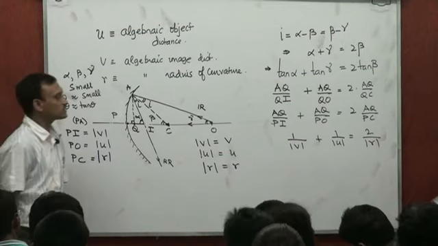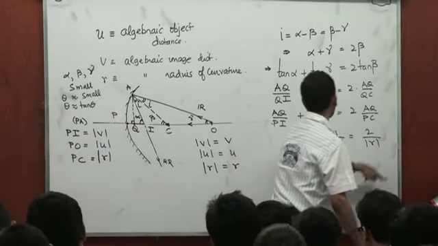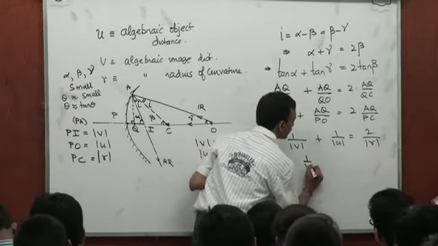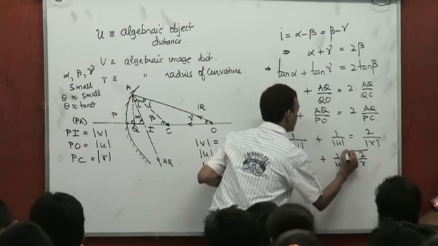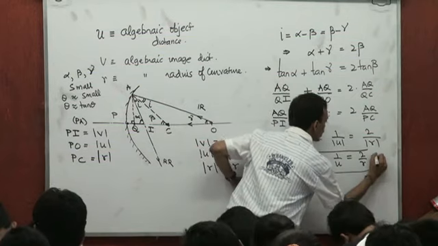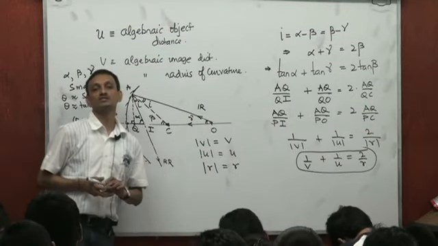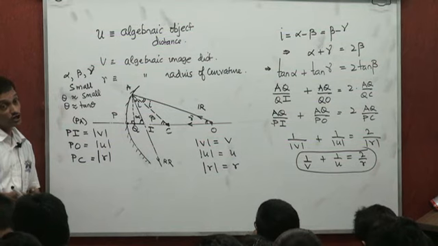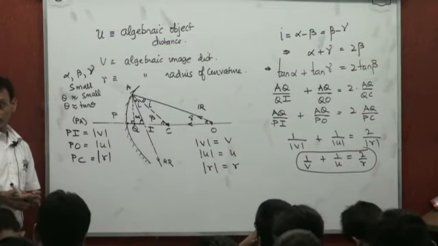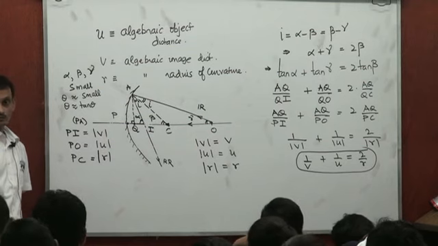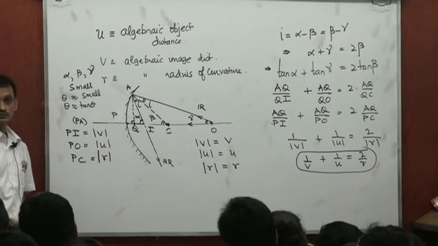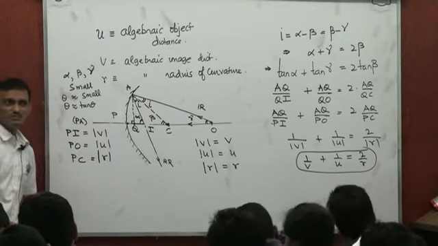right? So then replacing mod V, mod U, mod R by V, U, R, you get 1 by V plus 1 by U is 2 by R. A relationship between algebraic object distance, algebraic image distance and the algebraic radius of curvature for a mirror, concave or convex. Yes or no? Simple, right?